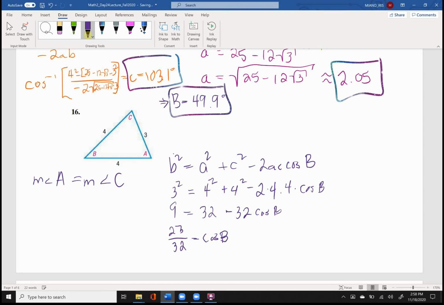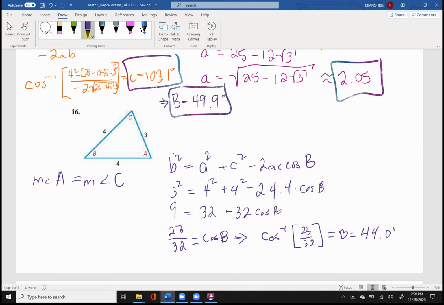So now it's just a matter of taking the cosine inverse of both sides. So that means cosine inverse of 23 over 32 is going to give us the value of B, which, rounded to the nearest tenth of a degree, will be 44.0 degrees. That's fun.